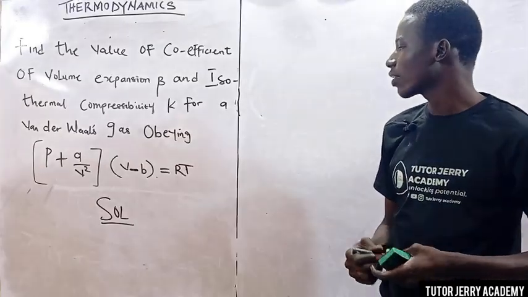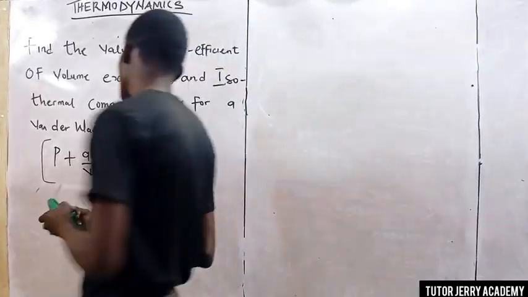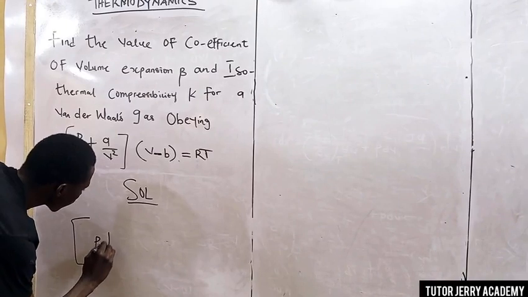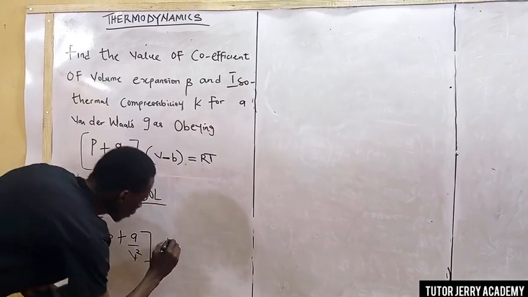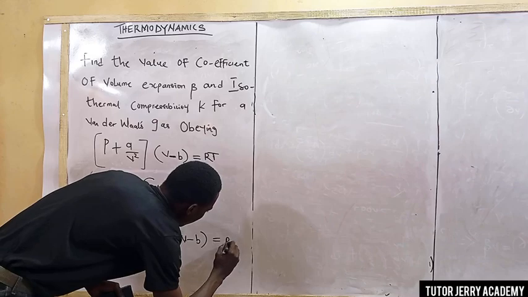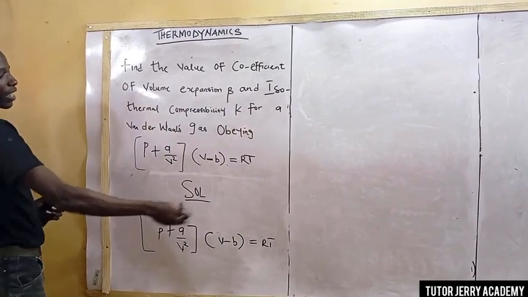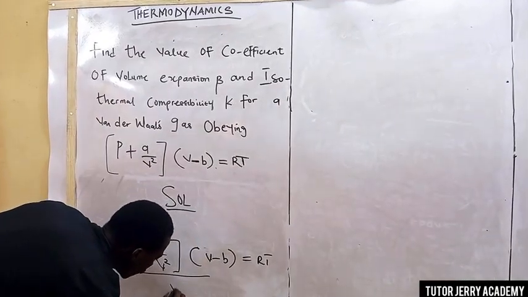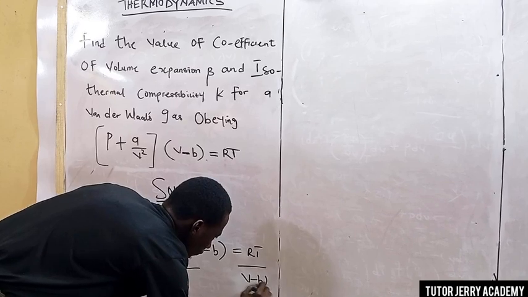Now what we are going to be doing is making P, which is pressure, the subject of this relation. So if we do that, we have (P plus A over V squared) into the bracket of (V minus B) equals RT. To make P the subject of the formula, we first divide both sides of this equation by V minus B.